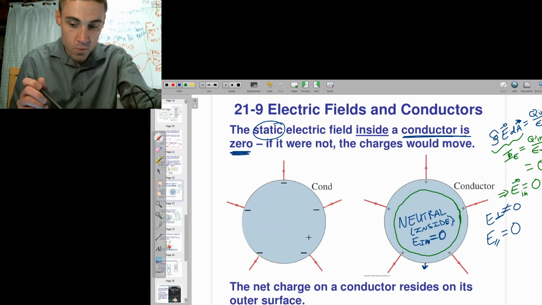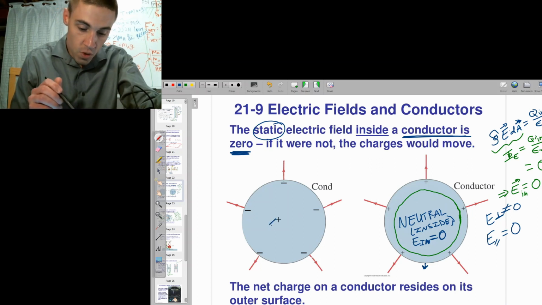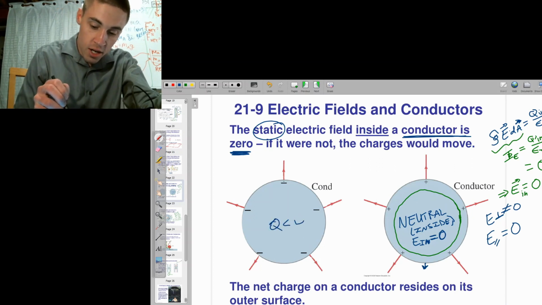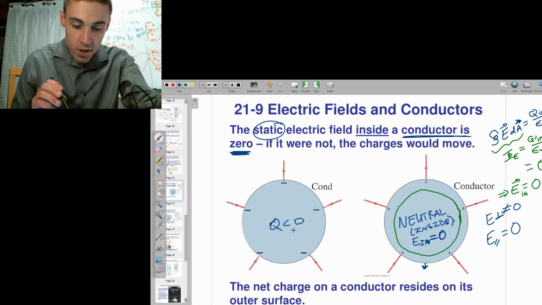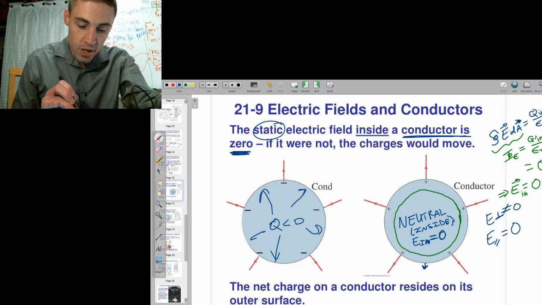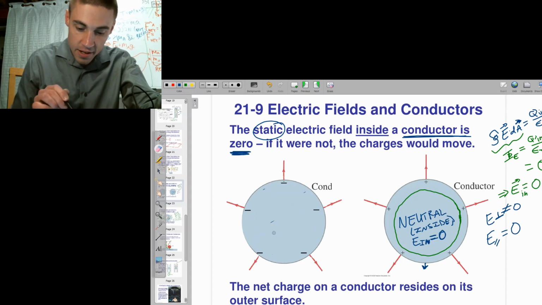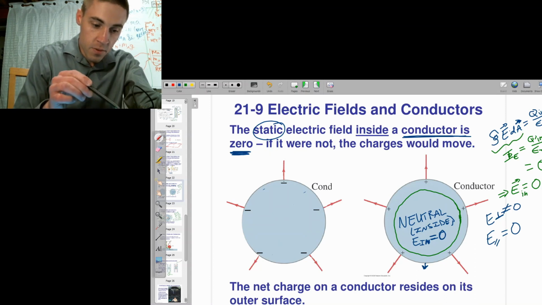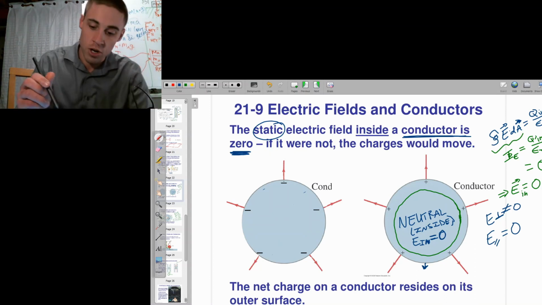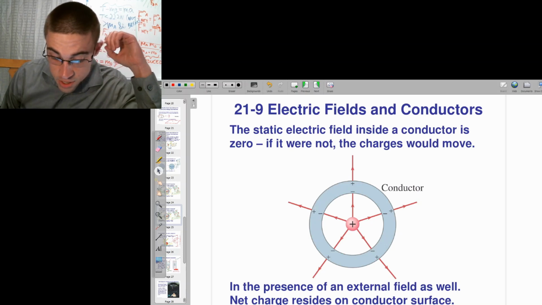So, since like charges repel, if you put a net negative charge on a conductor, that negative charge will flow all the way out to the outside. So you'll get this pile up of negative charge that ends up on its surface. Inside, the electric field will be 0, and there will be no charge. Here we have a conductive shell.